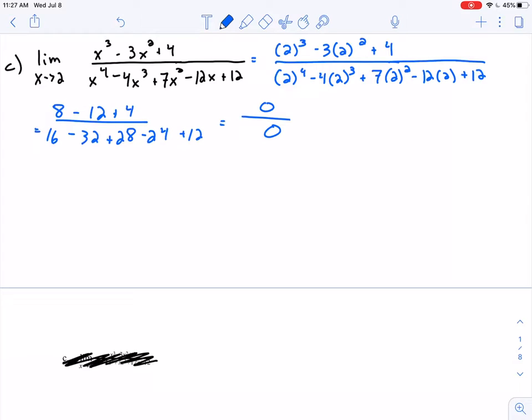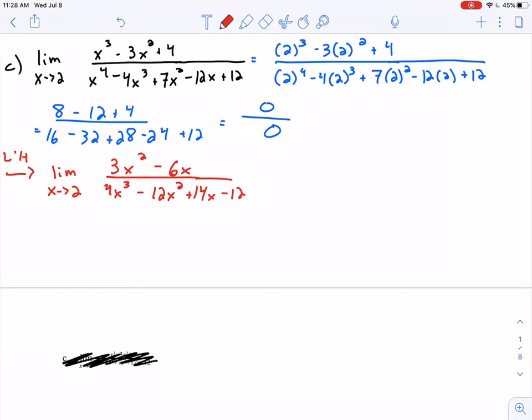So we have this indeterminate form. Let's try to apply L'Hopital's rule here. I'm going to do it in red just to show that we're taking the derivative now. I still want the limit as x approaches 2. The derivative of my numerator is 3x squared minus 6x, divided by, in my denominator, 4x to the third power minus 12x squared plus 14x minus 12.